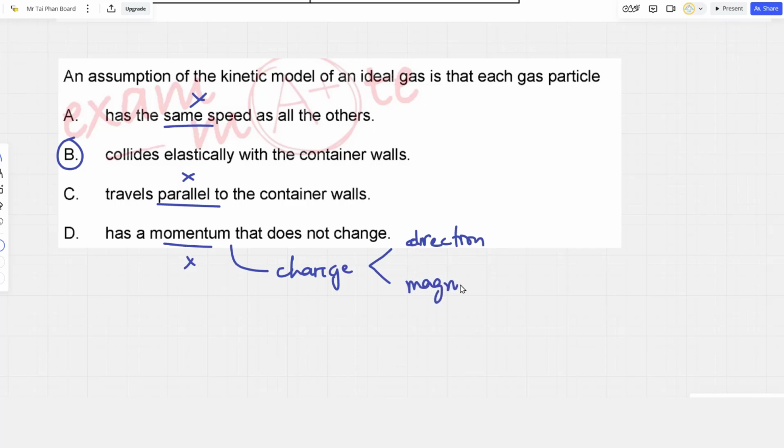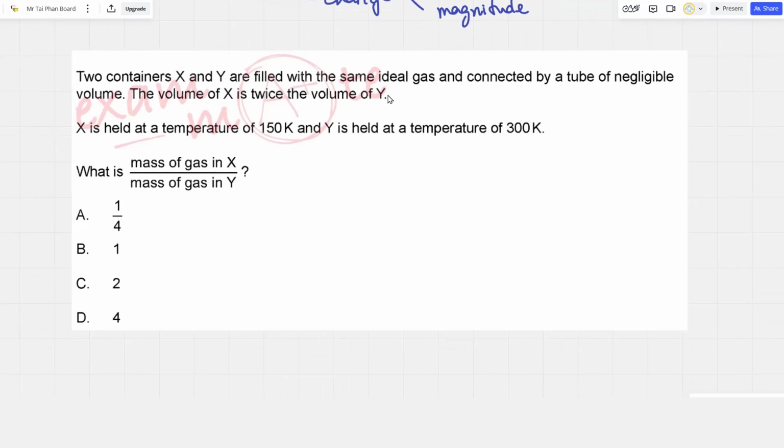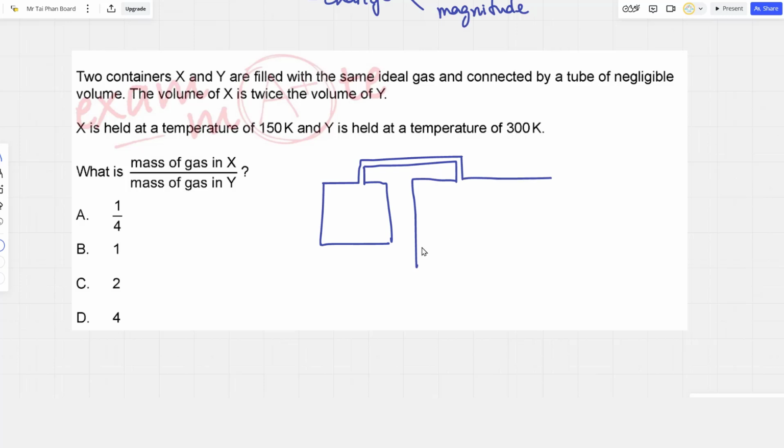Containers X and Y are filled with the same amount of gas and connected by a tube of negligible volume. The volume of X is twice the volume of Y. Let's illustrate that. We have a rectangular container connected with another container by this small tube. The other container is twice the volume. Draw it bigger, twice the volume.